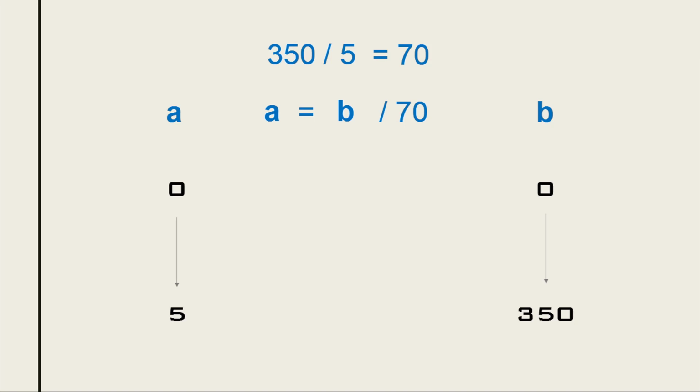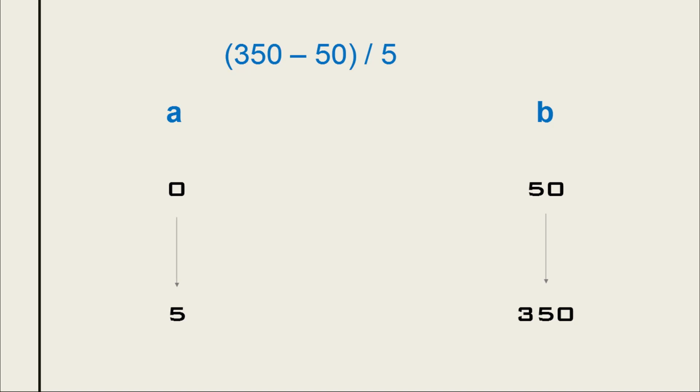Then if our range starts at 50, then it gets a bit more complicated. We can't just divide 350 by 5. What we want is the range, and the range between 50 and 350 is 300. So it means that what we want is 350 minus 50 divided by 5, and that will equal 60. So the formula that we'll have to use is that A, the value that we want, equals B, our variable, minus 50, divided by 60.